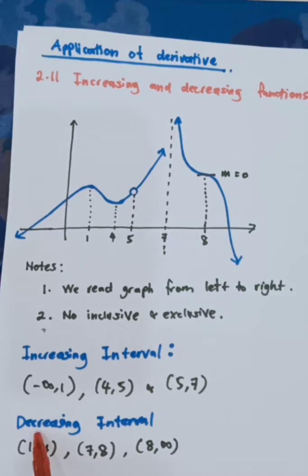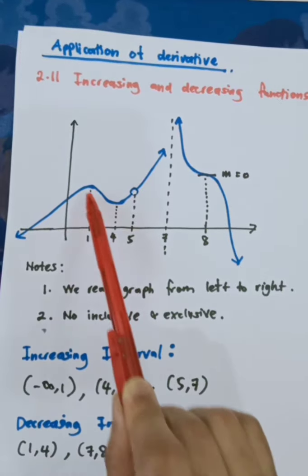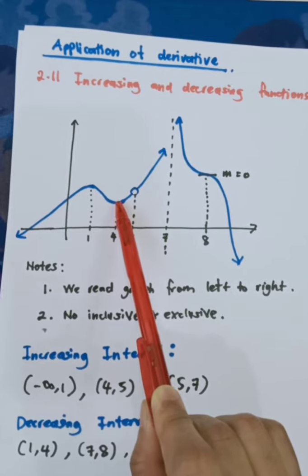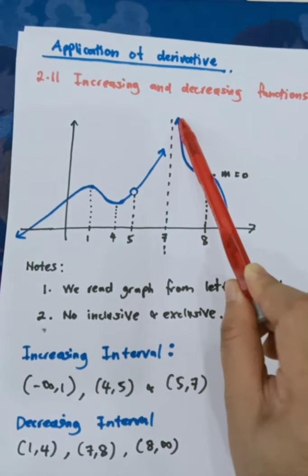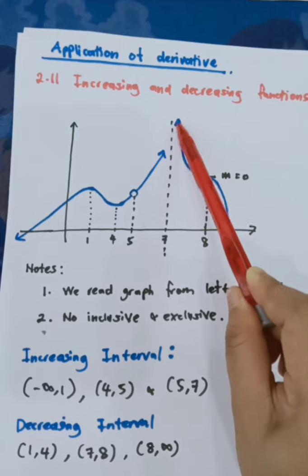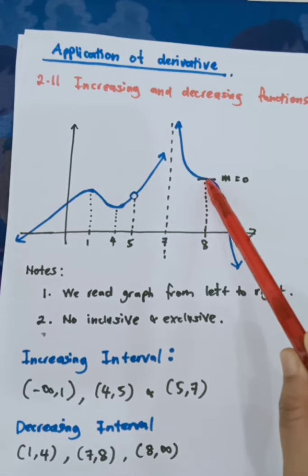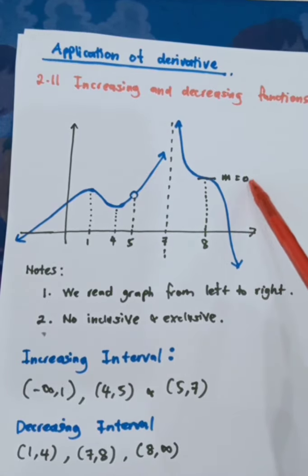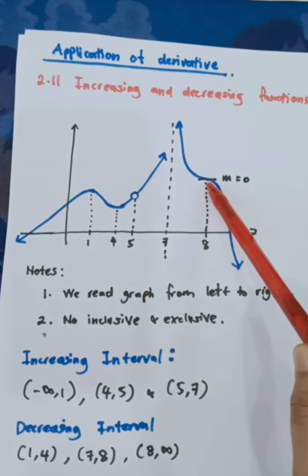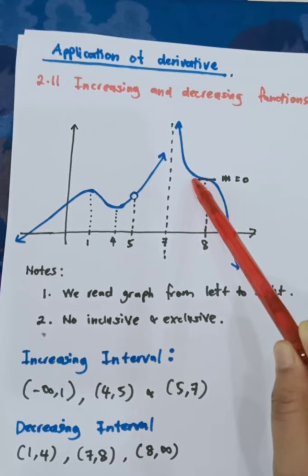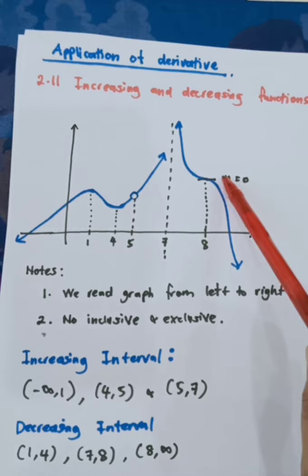Now our decreasing interval starts from 1 to 4, decreasing. And then we have this one, decreasing from 7 to 8. We stop at 8 because our slope is 0. There is no increasing or decreasing pattern here. Slope is 0, no slope.